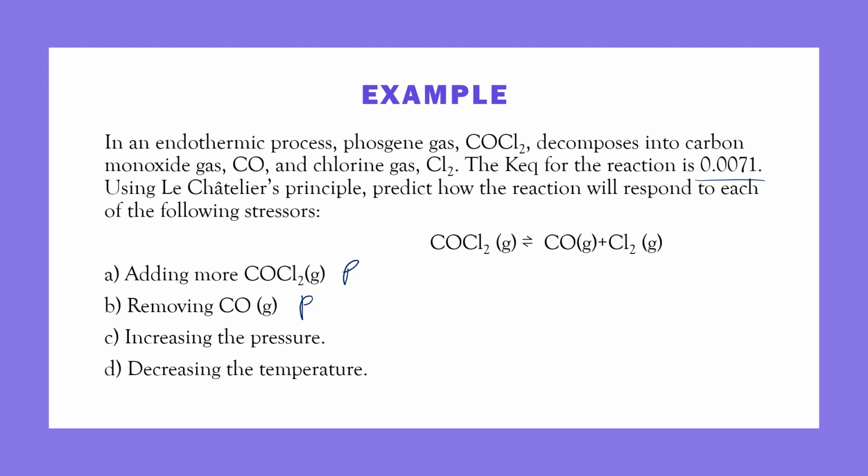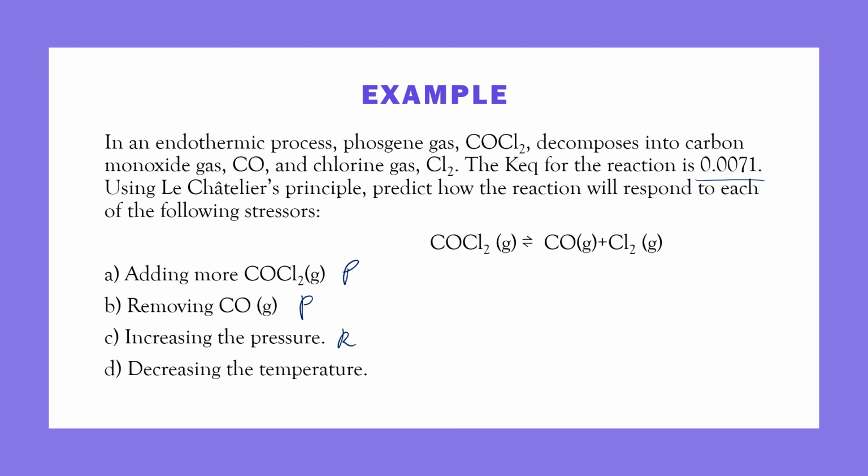Now if I increase the pressure, for pressure I need to count the moles of reactant and product gases. So I have 1 mole of gas versus 2 moles of gas. Increasing the pressure always goes to the side with fewer moles of gas. So it will go towards the reactant side.